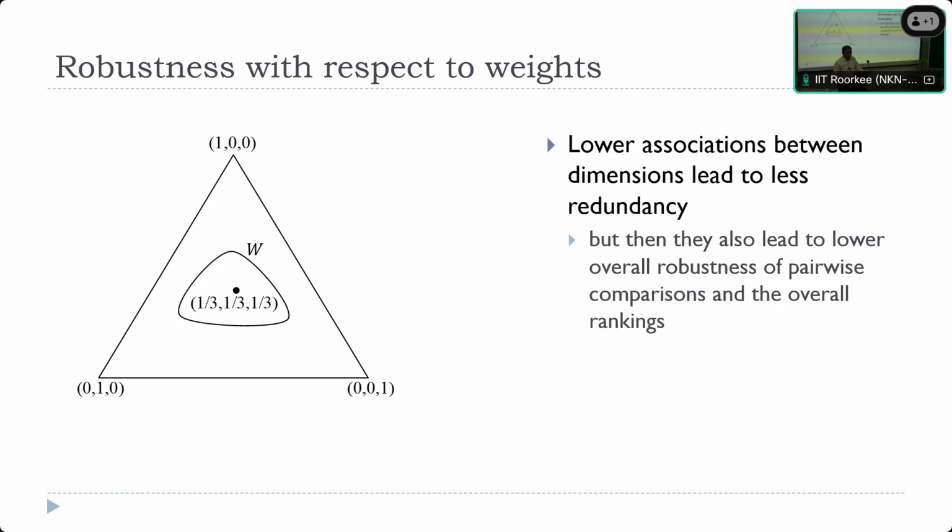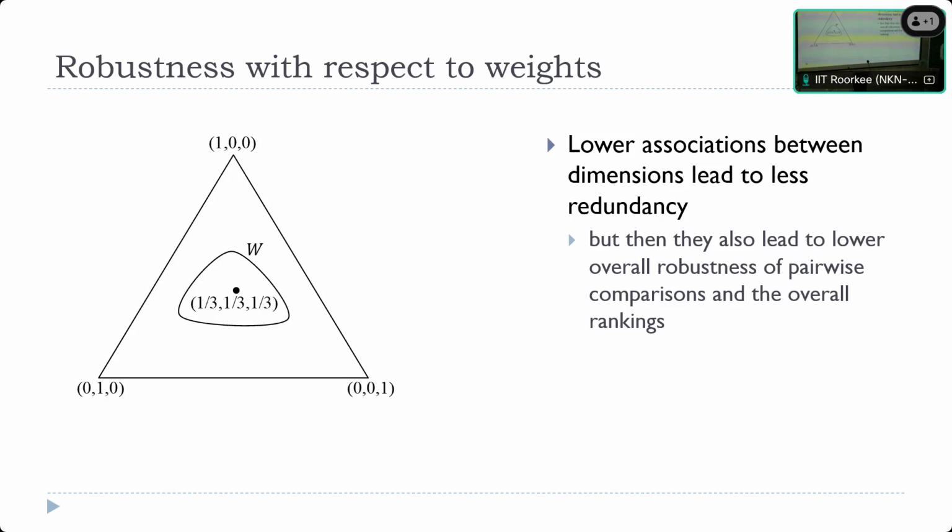Okay. Now there's some relationship between association and redundancy. Look at this example. Suppose you have created a composite index using these two dimensions. Does it matter what weight you choose? Would the ranks change? You can have W1 here and W2, so that W1 plus W2 is equal to 1. Would it matter what weight you choose?